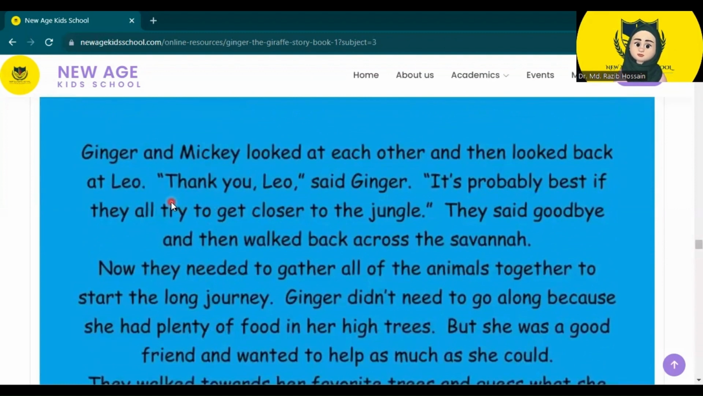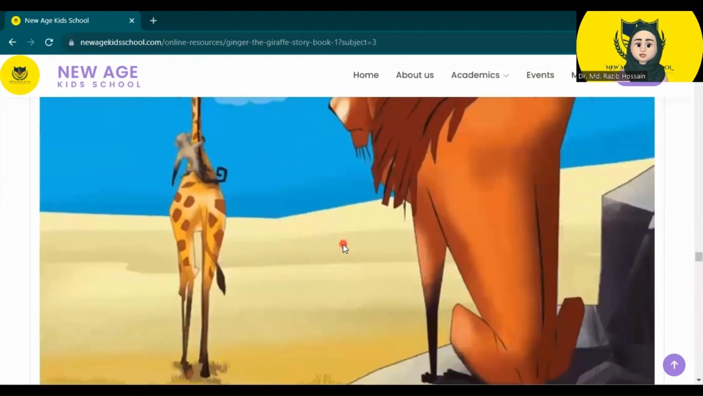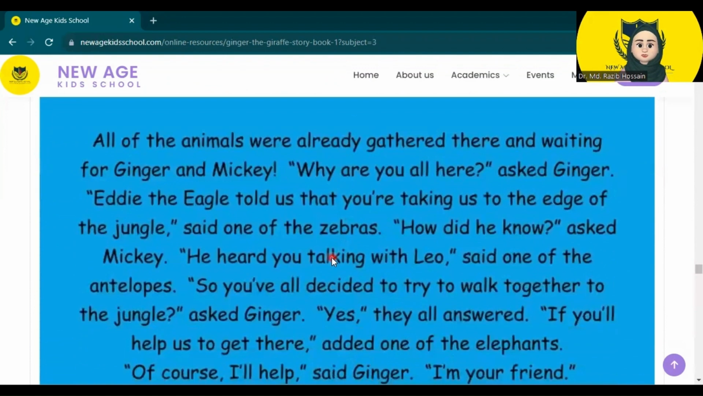So in this para, we learned that Ginger and Mickey looked at each other and thanked Leo the King for his help. And probably it's the best for the animals to move on near the jungle. They said goodbye to Leo and moved forward to the savannah. Now all they have to do is gather all the animals together so that they all can start their journey to the forest. Let's go to the next page, page number 9.